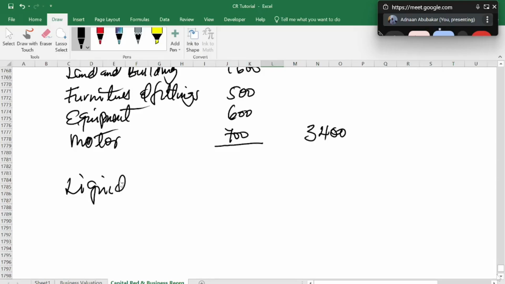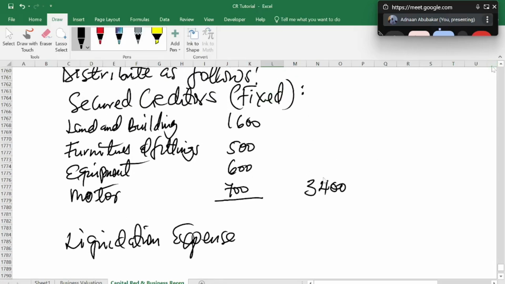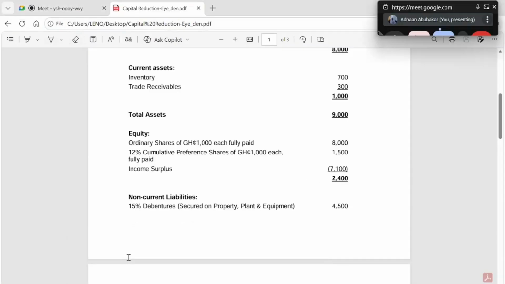Liquidation expenses or cost. How much is the liquidation expenses? Here we are going to use the 3,400. That's what we are going to use. We are going to pay first. We will pay the 3,400 to the secured creditors. Later, when there's enough money, the 1,100 left will also be paid. You understand? So that's how we do it. Now let's look at liquidation expenses.